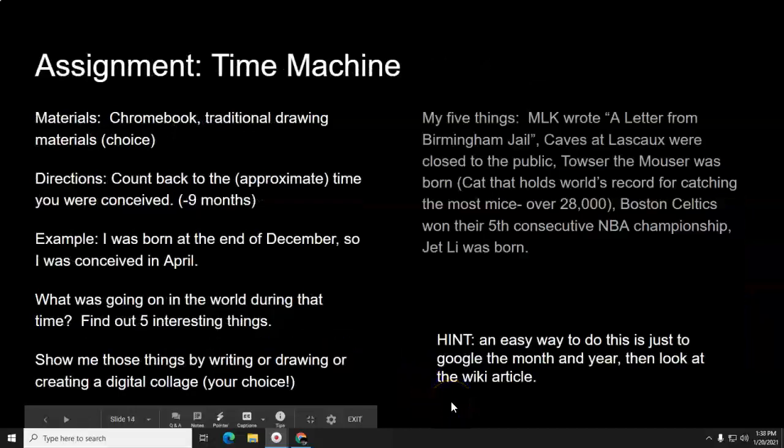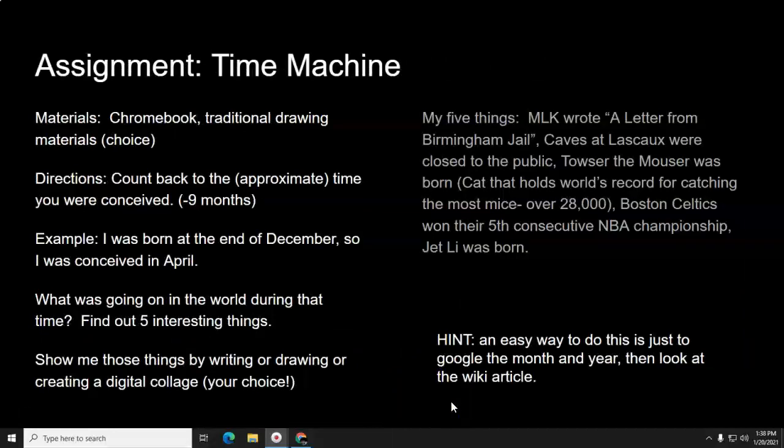Okay, your assignment for today is a time machine. So you need your Chromebook and traditional drawing materials. It's a choice of how you do this. You can write it, you can draw it, or if you're feeling extra, you can do a digital collage if you know how to do that. So your directions: from your birthday, you're going to count back to the approximate month that you were conceived. So take your birthday and go backwards 9 months. So my example, I was born at the end of December, the next to last day of December, and I went backwards 9 months, and that's April.